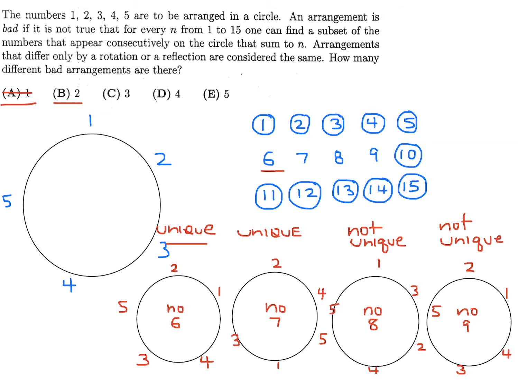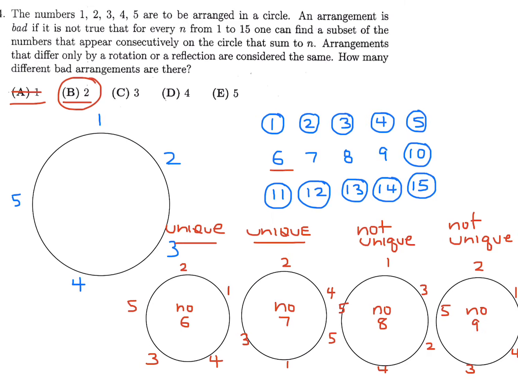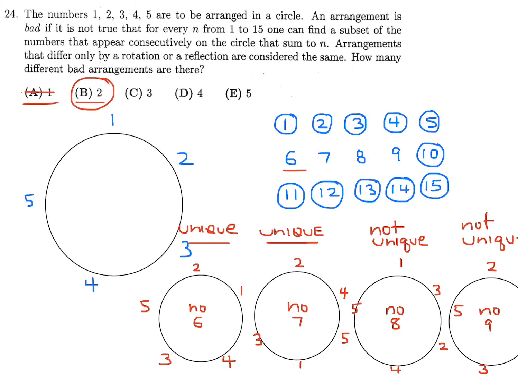So how many unique did I get? Only 2. And therefore the answer to number 24 is B.